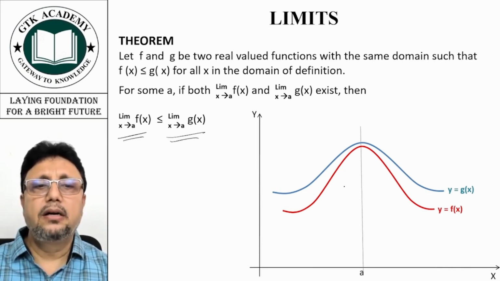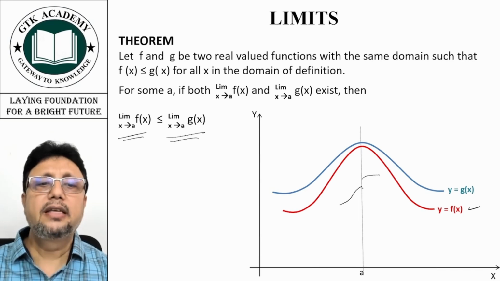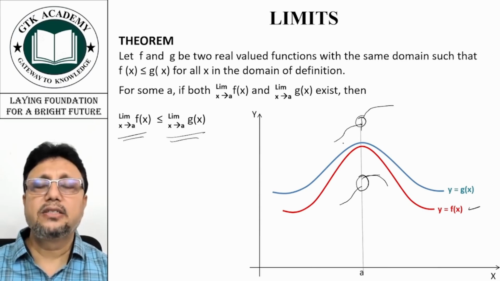It may be that f(x) is less than g(x), but the limit may not exist. It can be like this, as we discussed in the right limit and left limit. The curve of g(x) can be like this. So here the limit of f(x) does not exist, or g(x) also can be, say at x equal to a, like this. There is a gap. So the limit will not exist in that case.